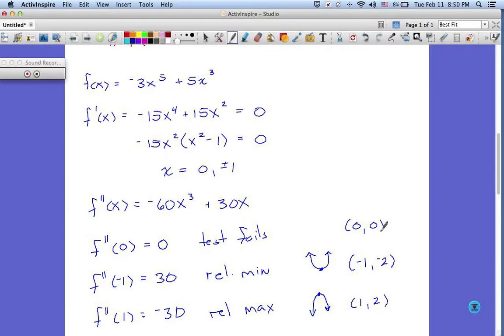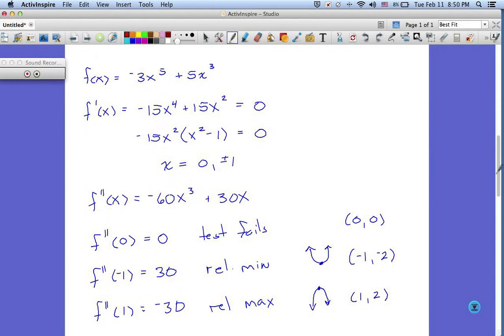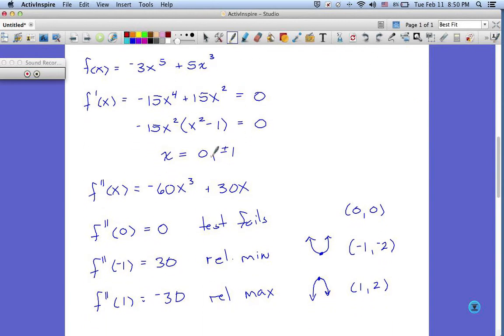So since that failed for us there, let's see how we deal with that. It says up here in the definition that if it fails, we need to use the first derivative test. So the first derivative test, and specifically I'm concerned with 0. I have all these intervals from negative infinity to negative 1, negative 1 to 0, 0 to 1, and 1 to infinity. The ones I care about, though, are the ones surrounding 0.